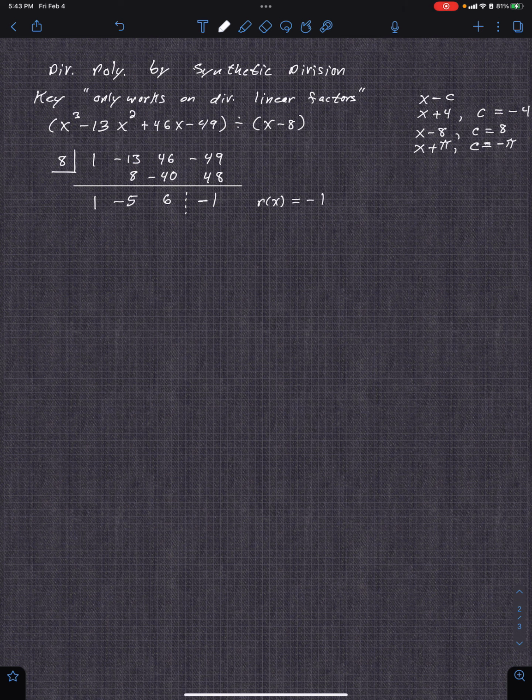So your form then, f of x over d of x, is the quotient. Now you put this in the quotient form. It reduces this by 1 degree. So put that down.